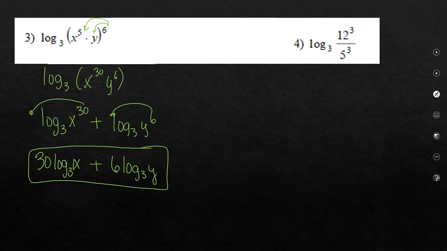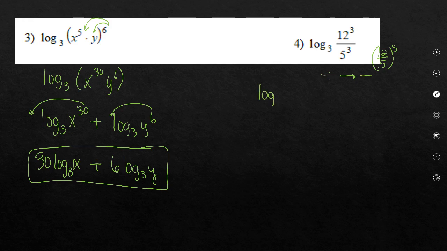Number 4, log base 3 of 12 cubed divided by 5 cubed. Couple of different choices for this one. You could rewrite the 12 cubed and 5 cubed as 12 over 5, the entire thing cubed, but I'm going to leave them as they are because our goal is to expand it as fully as possible. So those powers are going to become coefficients anyways. So let's just keep it as it is and separate our quotient property, the division, and change it to subtraction.